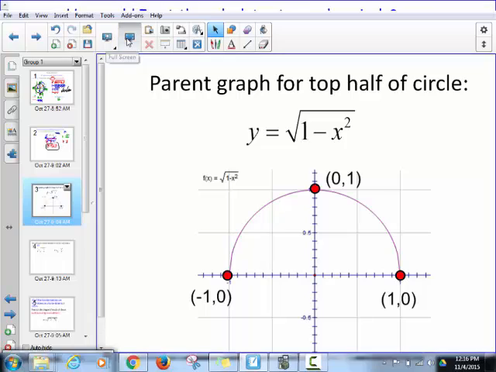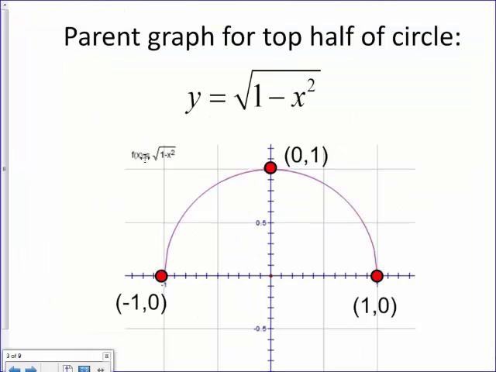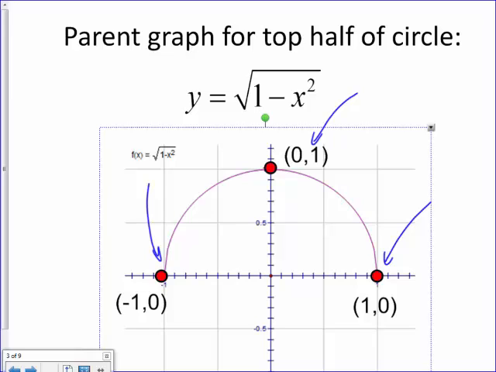So here's our parent graph for the top half of a circle, right? It's basically the square root of 1 minus x squared, so we're not including the negative because that would do the bottom part of it. So those are our key points. Here's our key points, right? 0, 1, 1, 0, negative 1, 0. Those are key points on our parent graph of our circle, especially the top half here.